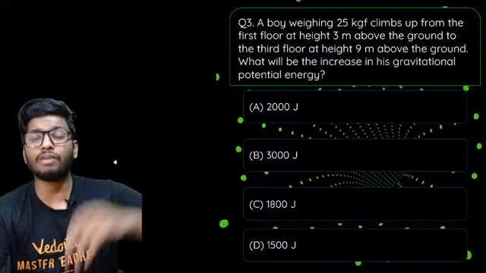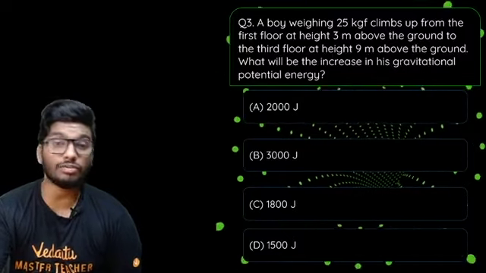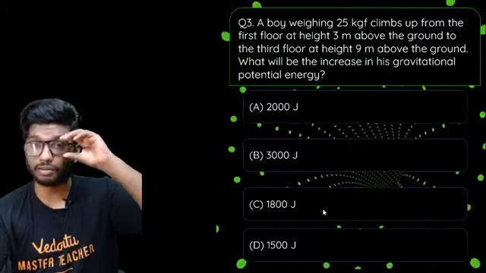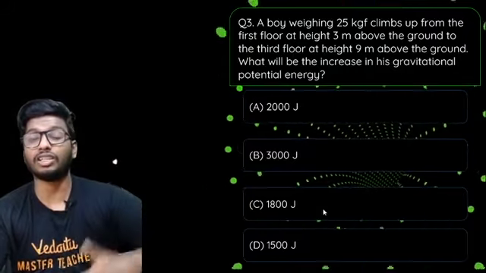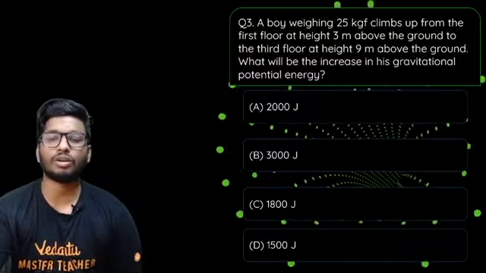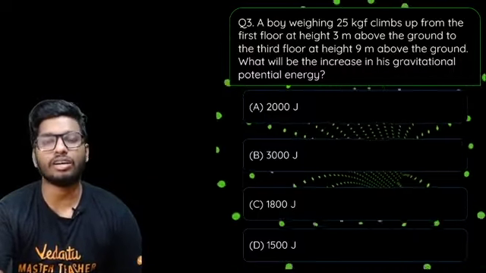Moving on to the third question. Here's the third one. A boy weighing 25 kgf climbs up from the first floor at height 3 meters above the ground to the third floor at height 9 meters above the ground. What is the increase in the gravitational potential energy? Is it 2000 joules, 3000 joules, 1800 joules, or 1500 joules?